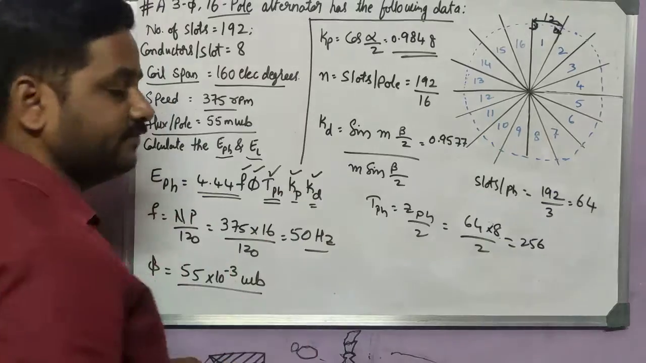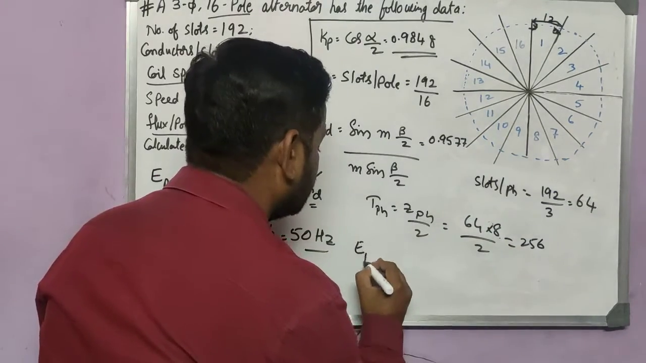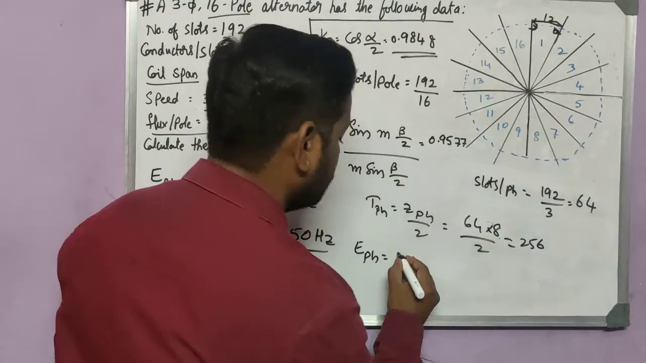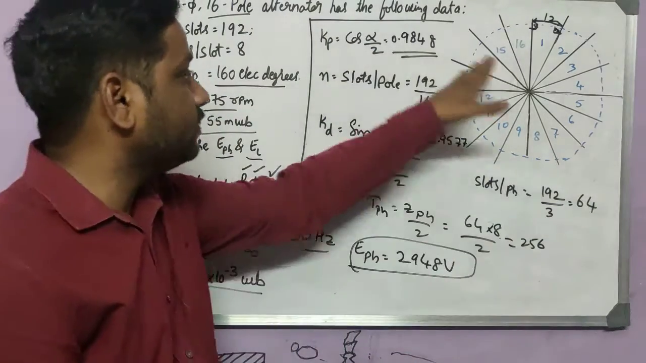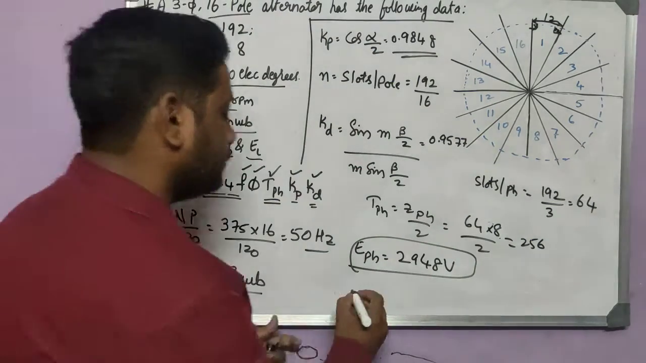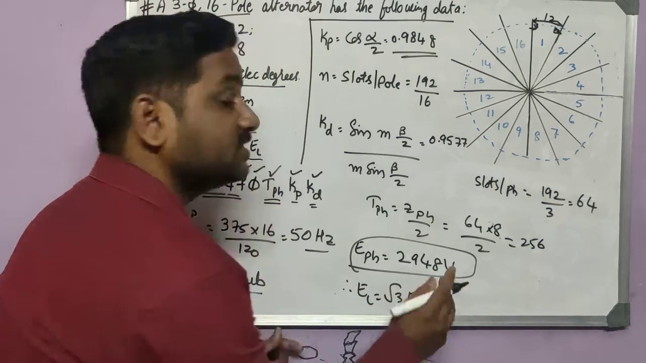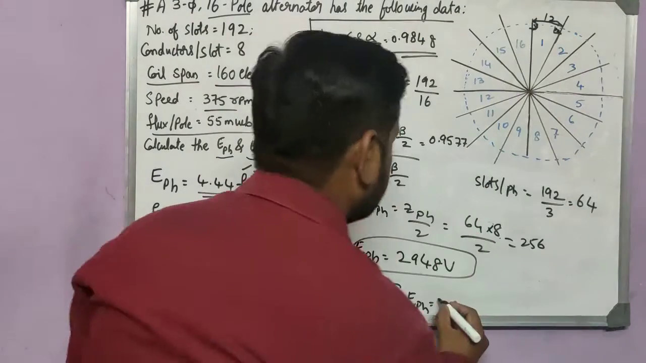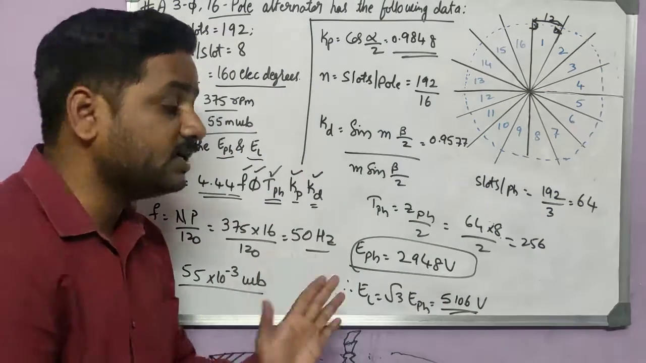So we got even T phase. Now substitute all these parameters into this formula and get E phase. So after making all the substitutions, the E phase is going to be 2948 volt. I'm just substituting these values into this. And then the line voltage will be root 3 times this E phase value because it is a star connection. So substituting that we get 5106 volt. I hope this is very clear for you guys.